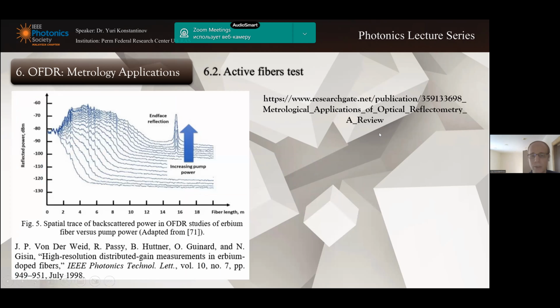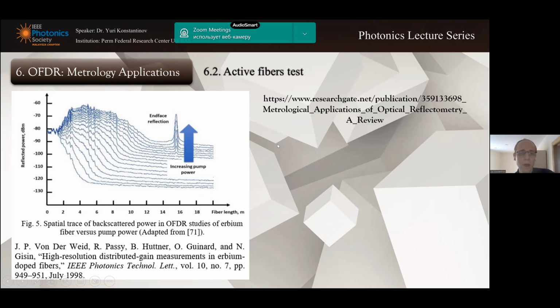So what is the general advantage of the OFDR? That we can emit constantly in the line. We don't need pauses between the pulses. It means that we can provide the measurement with higher signal to noise ratios. This is a very old publication, but all these methods still work.